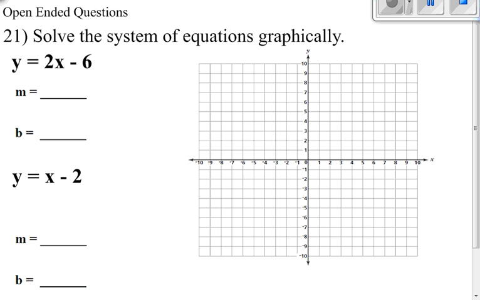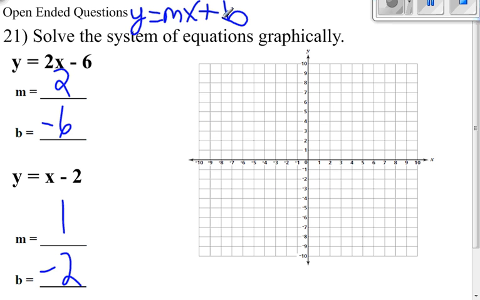Number 21, solve graphically. You guys need seriously help graphing, a lot of you. I remember that quiz, it wasn't pretty. They already give it to you in slope-intercept form, so do not mix these up. Slope is 2, the y-intercept is -6, the slope is 1, the y-intercept is -2. Remember, y equals mx plus b. m is the slope, b is the y-intercept.